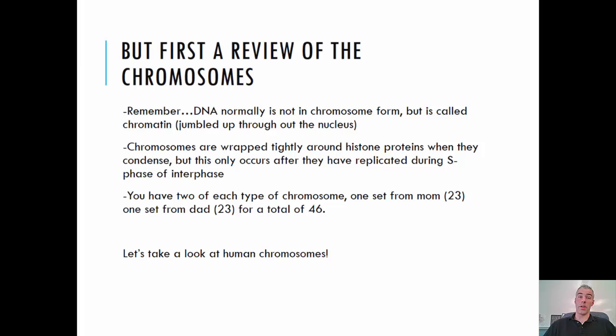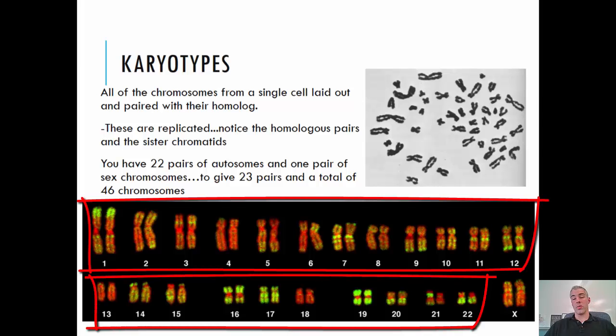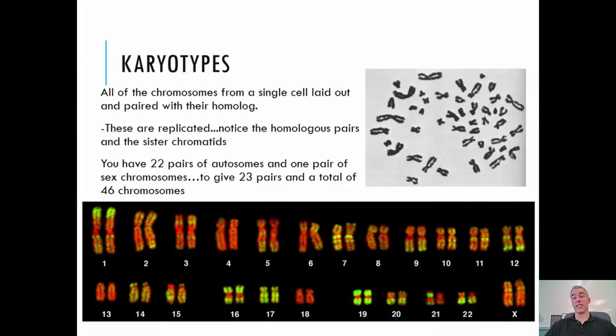Remember, we have 23 chromosomes from mom, 23 from dad, and each one of those has a homologous partner, for a total of 46 chromosomes in our cells. If we were to take every single pair and pull them out and actually lay them out, we call that a karyotype. So if you look here, we have chromosome pairs 1 through 22. And then we have one pair of sex chromosomes, which is at the end. In this case, we have 2 X chromosomes, as you can see over in this corner right here.